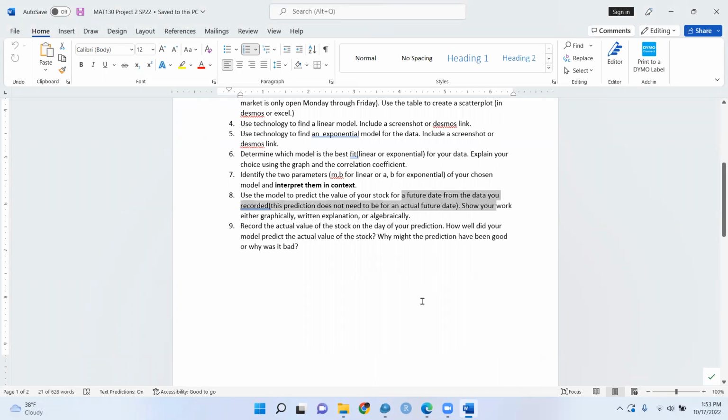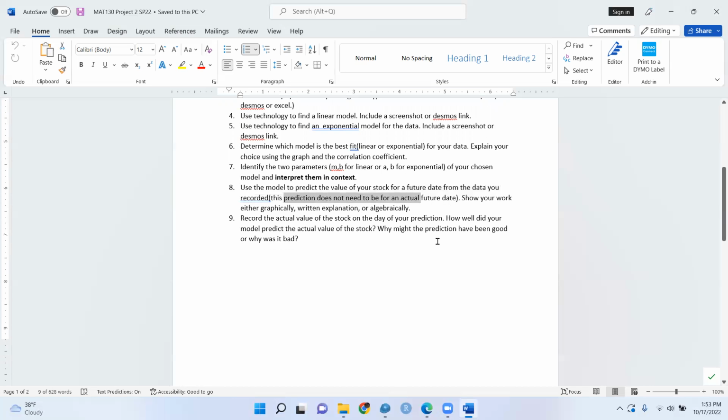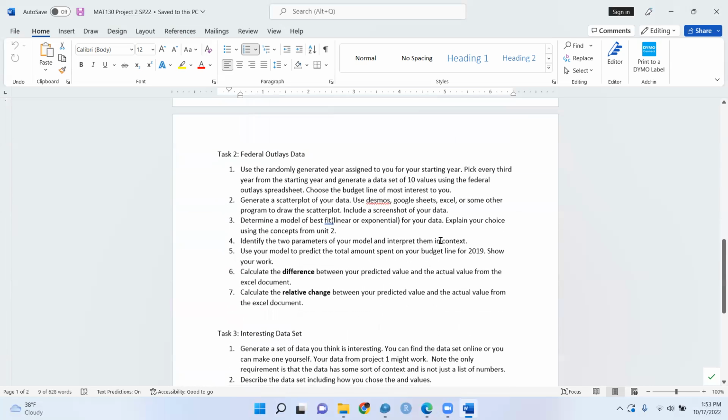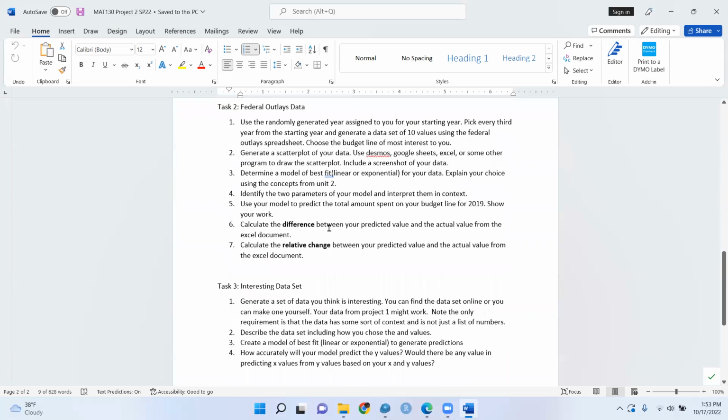So whatever your prediction, just predict a couple days in the future if you're going based off of days. How you do this doesn't particularly matter. Just clearly label what your X is. So what prediction are you making and how did you get it? And then for the federal outlays, in this case, you're doing the difference, or we could also call this the error, after you make that prediction.